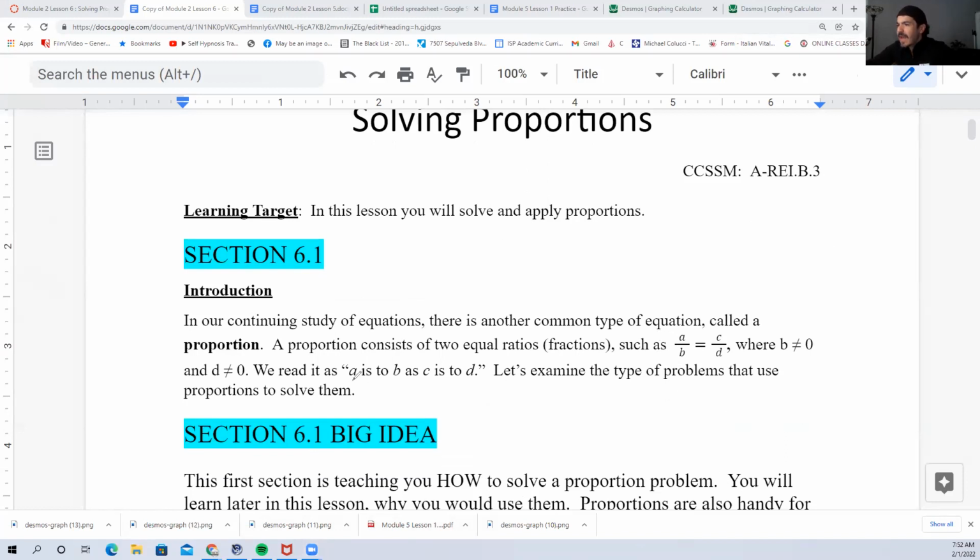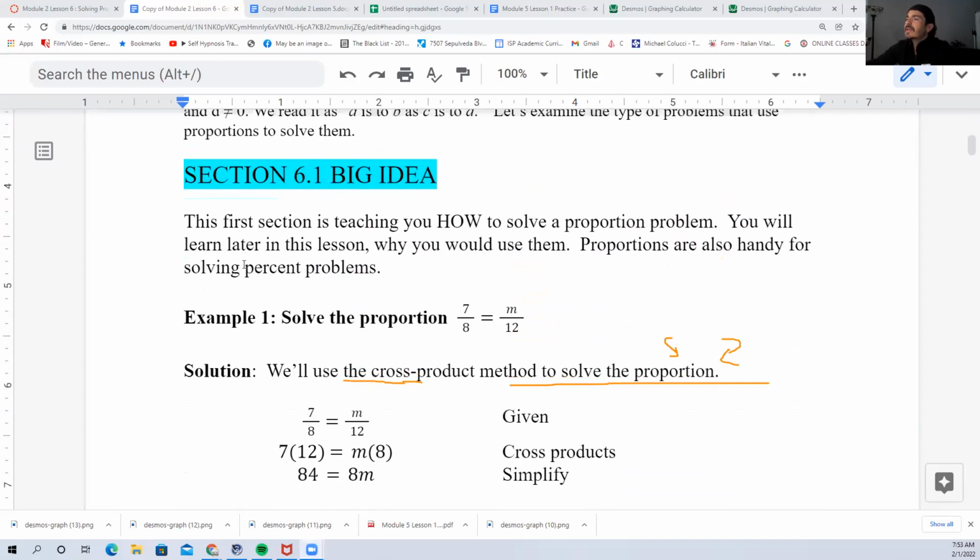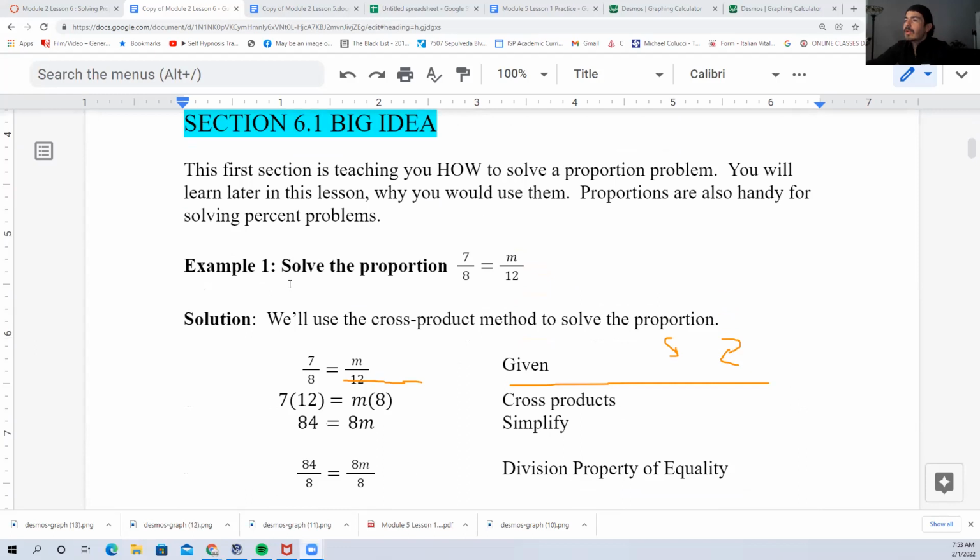Okay, so when we say A is to B as C is to D, that's just a little bit of language that oftentimes we'll use when we're discussing proportions. So let's examine the type of problems that use proportions to solve them. The first section is teaching you how to solve a proportion problem. You will learn later in this lesson why you would use them. Proportions are also handy for solving percent problems, which will be the next section.